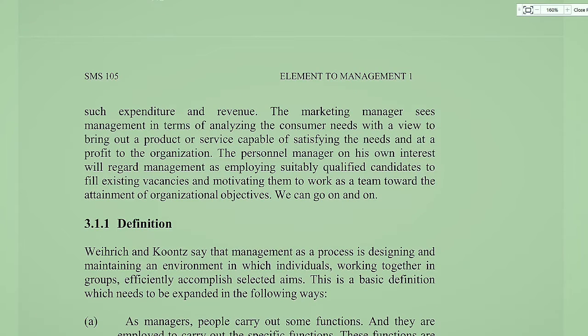The marketing manager sees management in terms of analyzing the consumer's needs with a view to bringing out a product or service capable of satisfying the needs, and at a profit to the organization. The personnel manager, in his own interest, will regard management as employing suitably qualified candidates to fill existing vacancies and motivating them to work as a team toward the attainment of organizational objectives. We can go on and on.